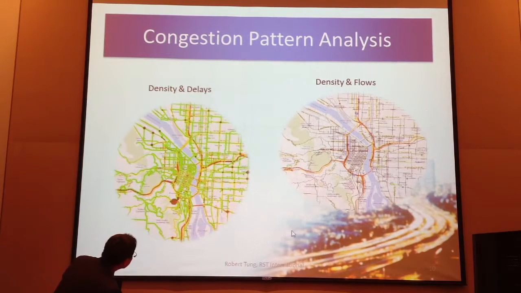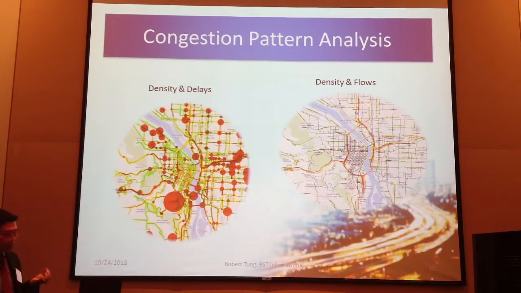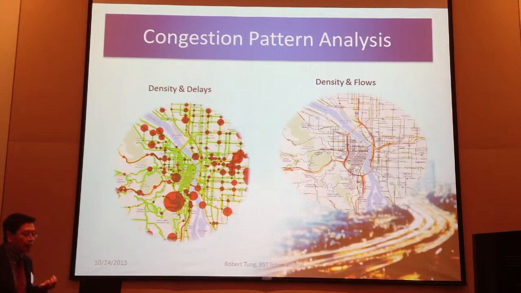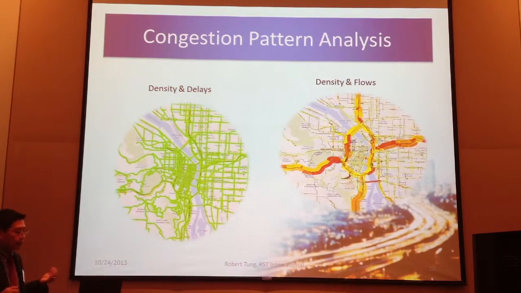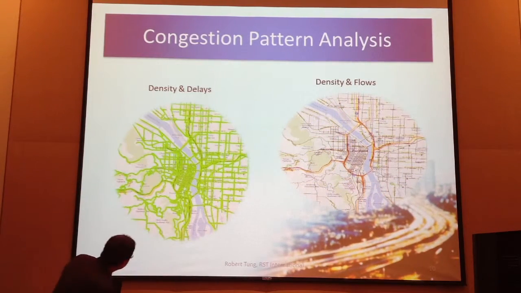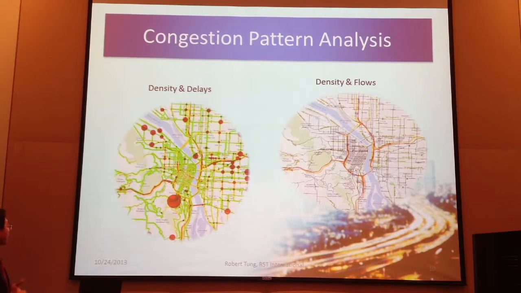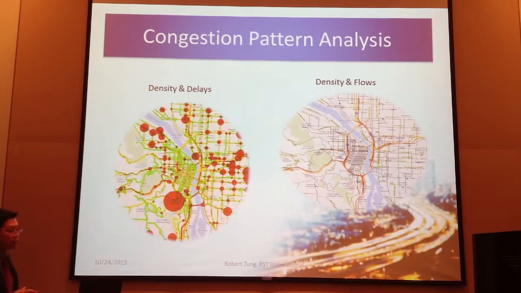Another way to display traffic congestion is by using density maps. Each link has a certain flow, and you can classify the flow based on the density data. Green means there's no congestion, and darker color represents high volume compared to the capacity. The circles represent the cumulative delays at that point. So this gives you a snapshot of the congestion patterns through the day, through time.